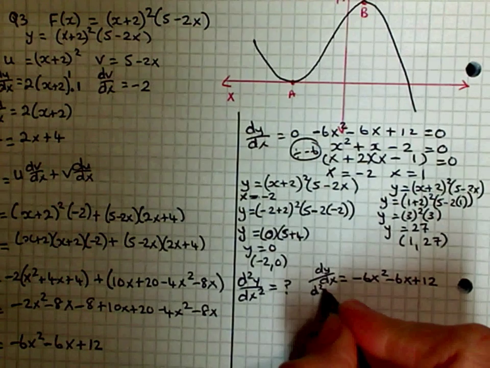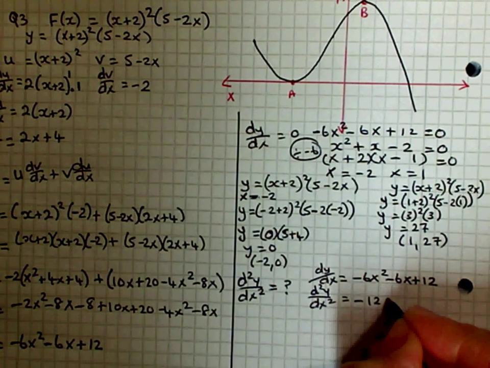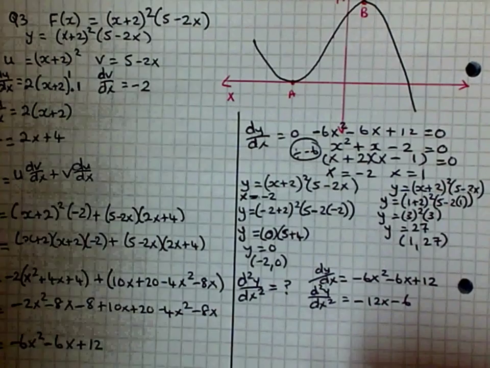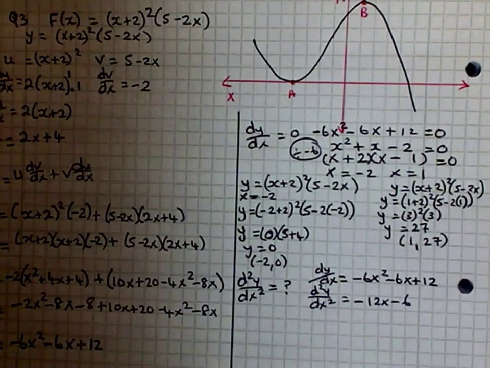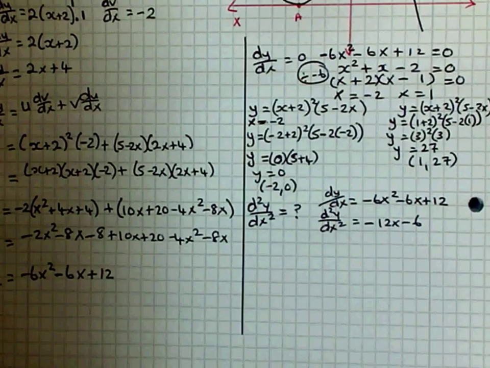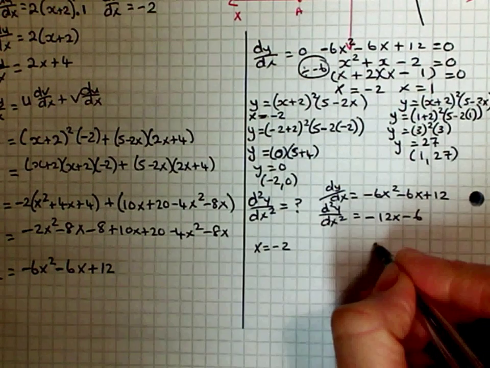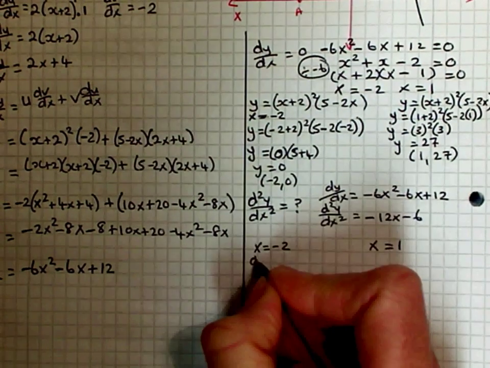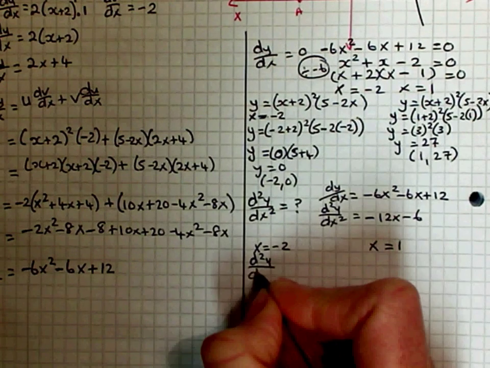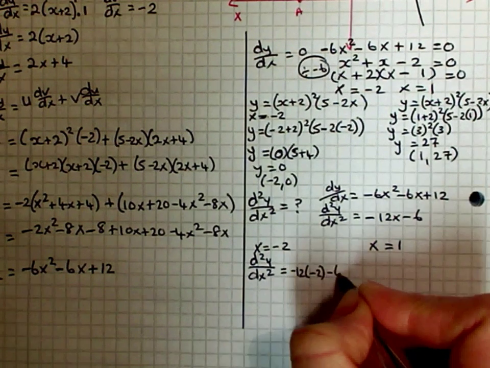Okay, so d squared y dx squared is equal to minus 12x minus 6. Now I'm just going to take the two x values, x equal to minus 2 and x equal to 1. So d squared y dx squared is equal to minus 12 by minus 2, take away 6.